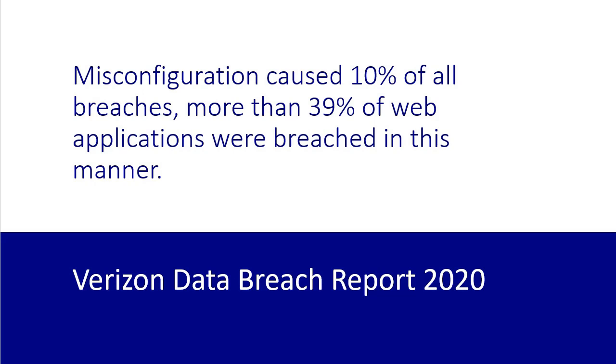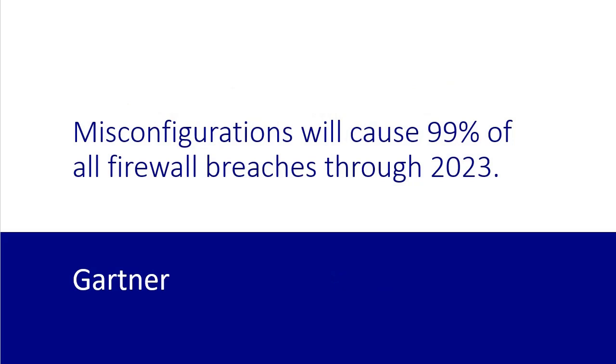Now, the Verizon data breach report, this was 2020. They say that misconfigurations, just that one thing, caused 10% of all the breaches they reported. That's pretty staggering. And more than 39% of web applications were breached in this manner. That's a lot. Misconfigurations. Two-man rule. That's what I'm going to keep saying. Two-man rule, right?